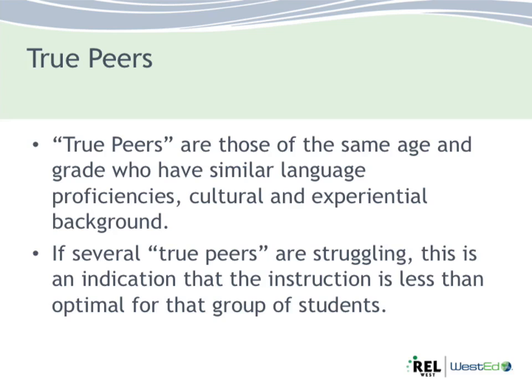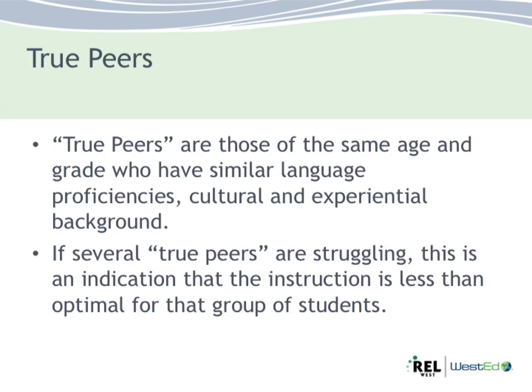So here's another big concept. If we are making comparisons between subgroups of English learners that are true peers, and you see that groups of true peers are struggling, then that may lead you back to really wanting to look closely at the academic program. So when groups of similar students are struggling, what could it be within the curriculum or the instruction itself that perhaps has not been tailored to the specific needs of those students?